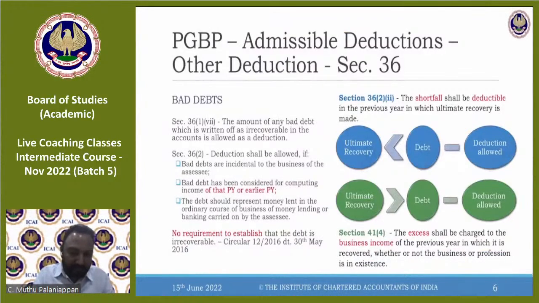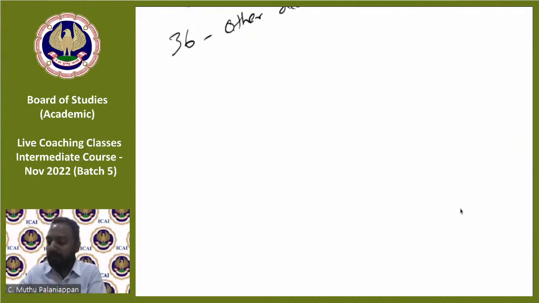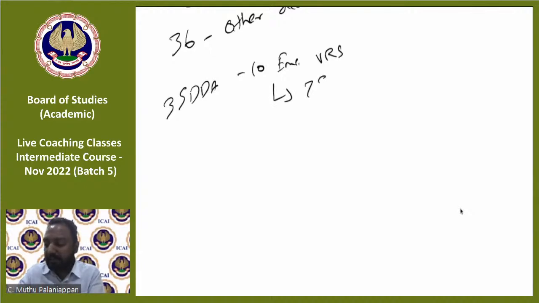So just a second, I'll see if there are any doubts on this. Why is there a voluntary retirement, the commencement? Janavi, voluntary retirement is not on commencement. I'll just give you an example. 35DDA says, let's say 10 employees are going on VRS. For these 10 employees, let's say I'm spending 75 lakhs.